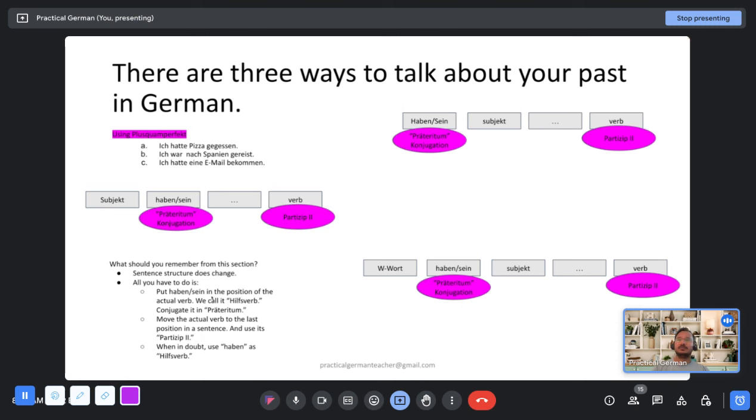Okay, so put haben or sein in the position of the actual verb. We call it Hilfsverben, but now you have to conjugate it in Präteritum and not in present. And of course, you have to move the actual verb to the last position, just as in Perfekt, as Partizip II. When you don't know which one to use, go with haben, or hatten. Okay. Any questions?